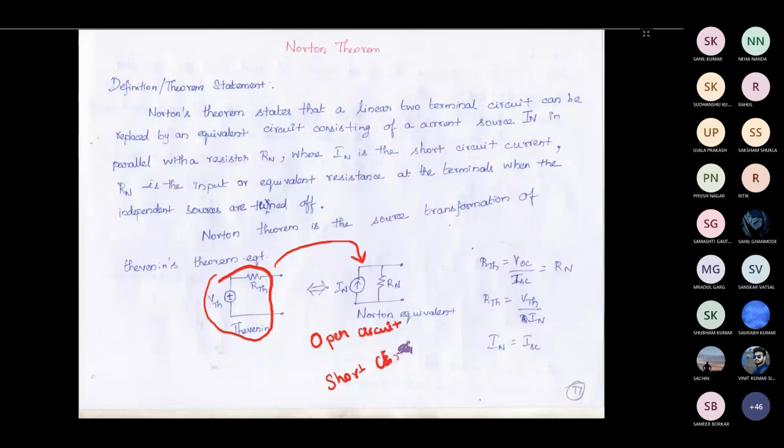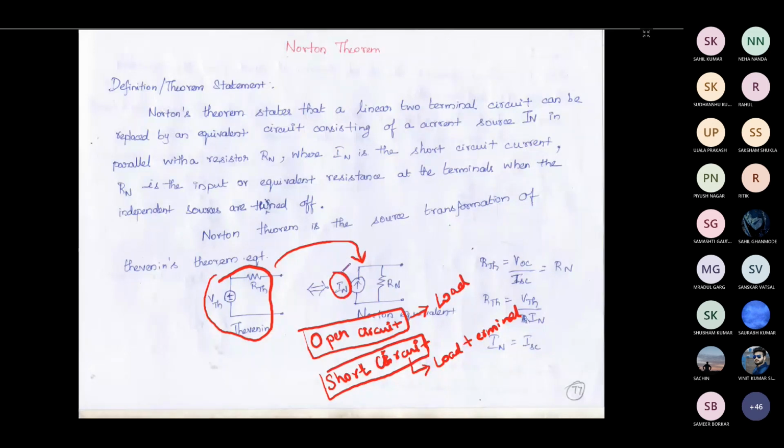Okay, for Thevenin theorem, we open circuited the load terminals and we found the open circuit voltage across the load. Now what we are going to do, we are going to short circuit the load terminals and find the current through the short circuited terminal. The current which is passing through that short circuited terminal is called the Norton current.